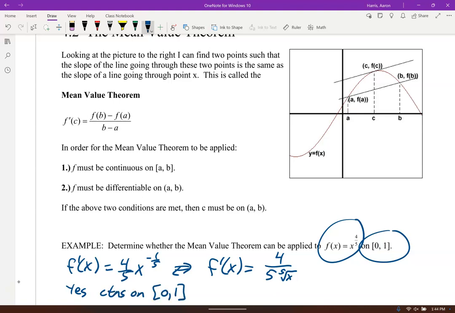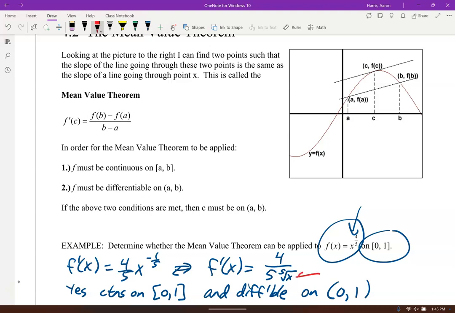In other words, I can plug in 0. I could take 0 to the 4/5, I get 0. I could take 1 to the 4/5, I get 1. It's fine. And anything in between, it'll be fine. It'll be continuous on there. And then, is it differentiable? And it's got to be differentiable on the open interval.